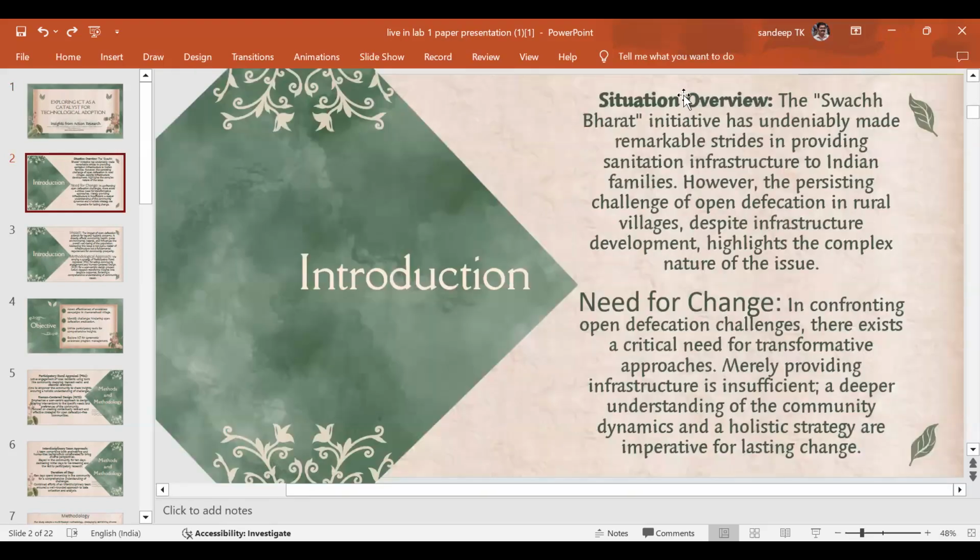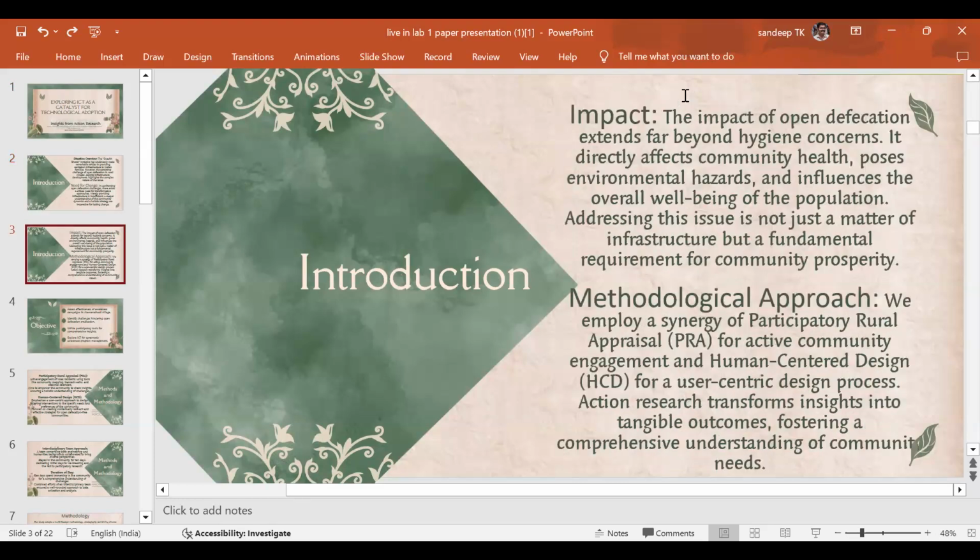Situation review: the Swachh Bharat initiative has undeniably made remarkable strides in providing sanitation infrastructure to Indian families. However, the persisting challenge of open defecation in rural villages, despite infrastructure development, highlights the complex nature of this issue. So a critical transformation is required. We stayed in a village in Raichur for almost 15 to 20 days.